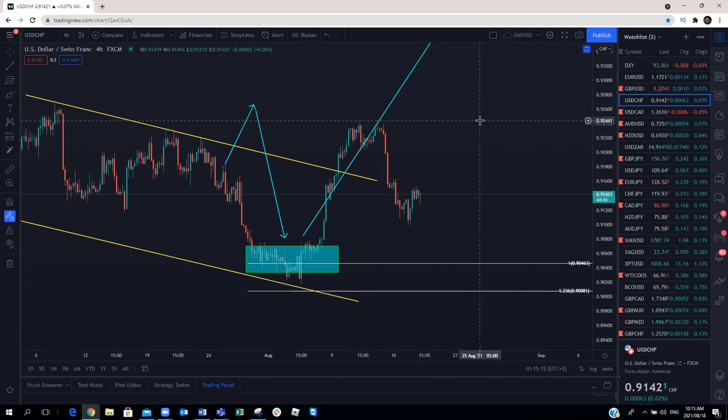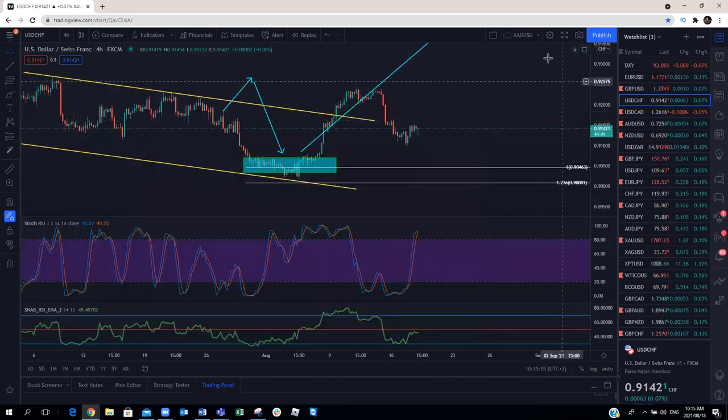Let's look at the indicator here. Looking at the 4 hour, we have not broken above the 50%. And if we do not, that means we are still going to see more downside on the Swiss franc. Let's keep an eye on the Swiss franc like that.